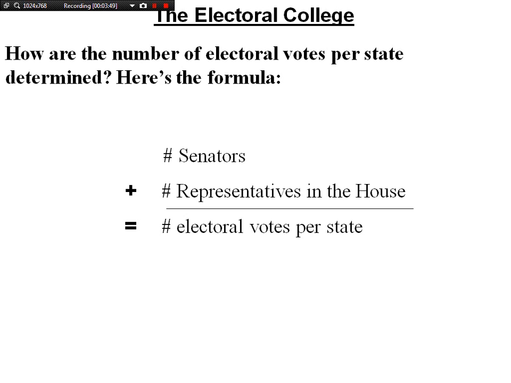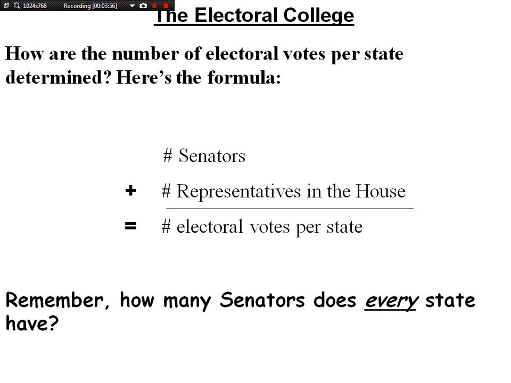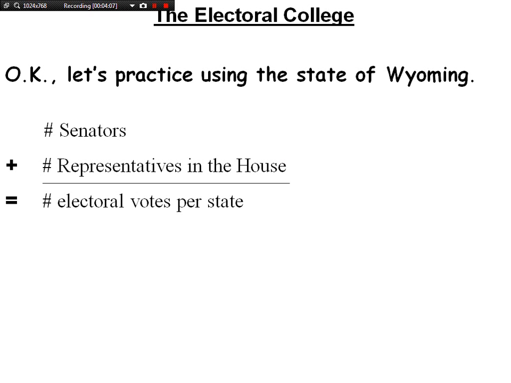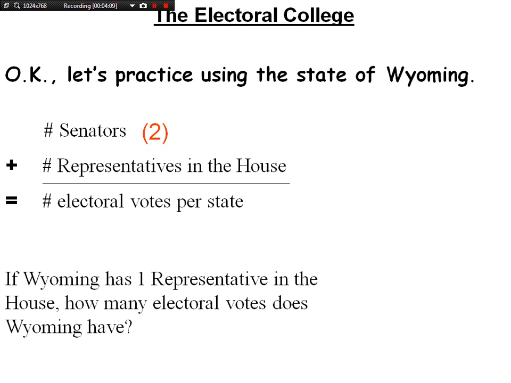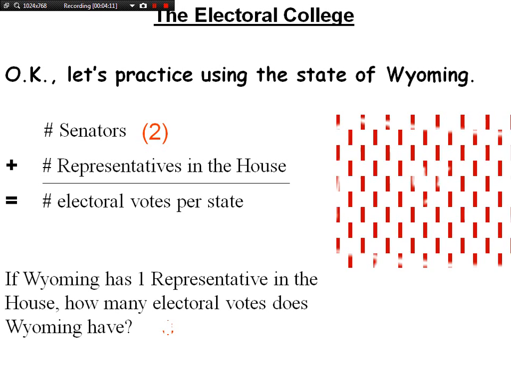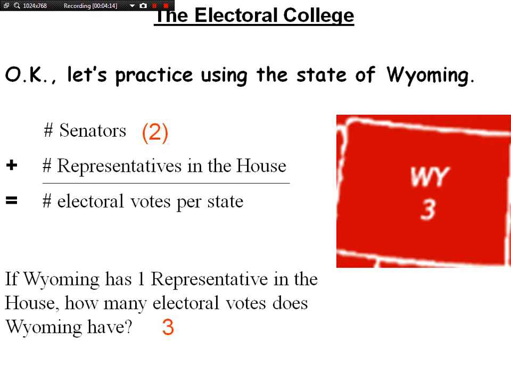So how do we determine how many votes a state gets? Well, you take your number of senators, and as you know, every state gets 2 senators, correct? And then you take how many people are in the House of Representatives representing your state, and that is based on population. Let's practice here. You have 2 senators, and Wyoming has 1 representative. They will have 3, because 2 plus 1 equals 3. So Wyoming gets 3 electoral votes. Actually, that's the lowest you can get. You'll at least have 3.